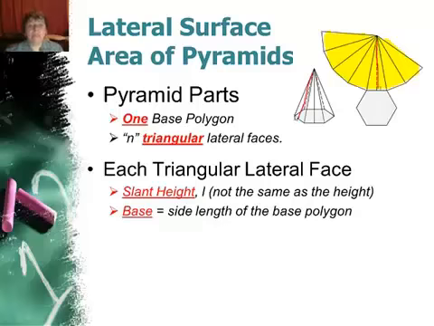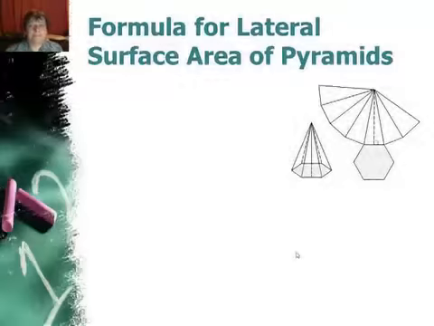The base will be the side length of the base polygon. So the base of the triangle, and not to be confused with the base, big B, but the little b here, is equal to the side length of the polygon. So you could say that the lateral face is going to be the side times the slant height all over 2, basically using the area formula for a triangle.